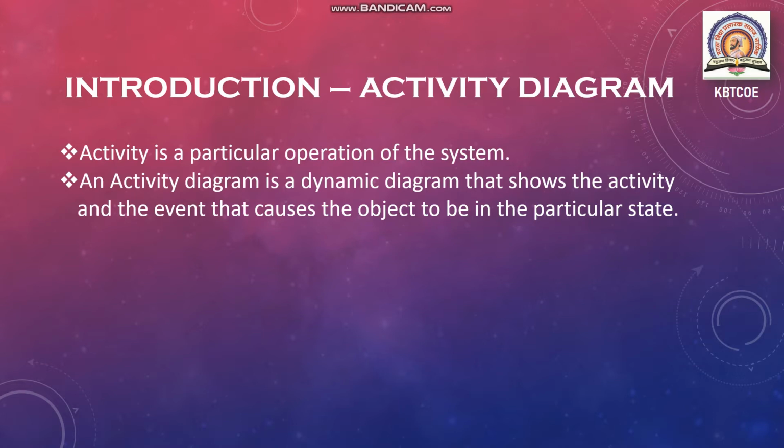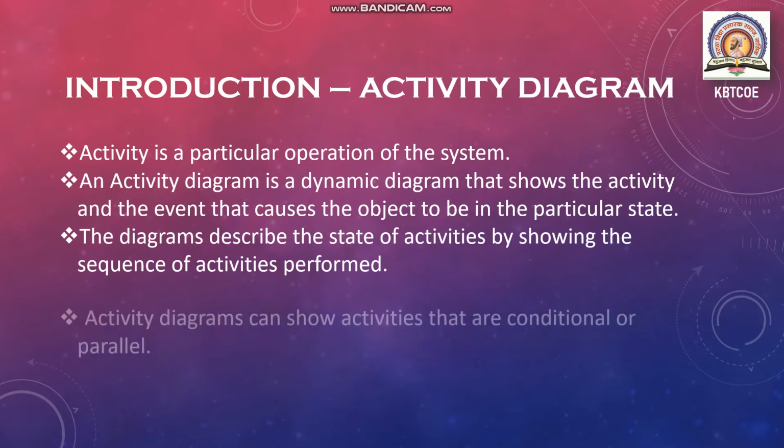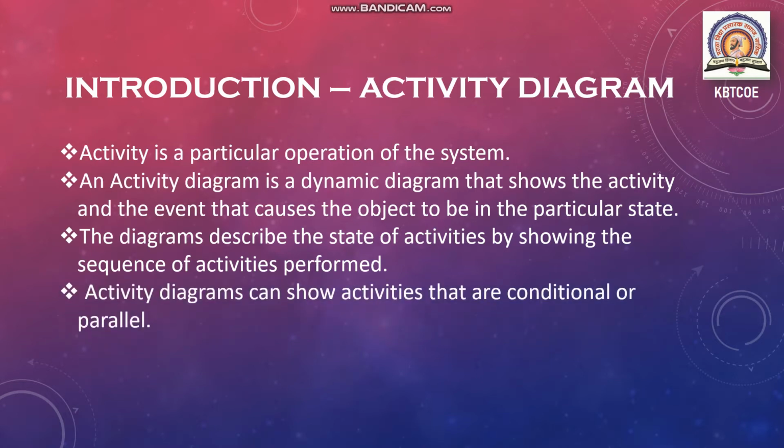using an activity diagram. The diagram describes the state of activities by showing the sequence of activities performed. Various states need to be achieved while performing certain tasks. And in an activity diagram, we will display all the stages that occur in performing a particular task. Activity diagram can show activities that are conditional or parallel. This is one of the plus points of activity diagram.